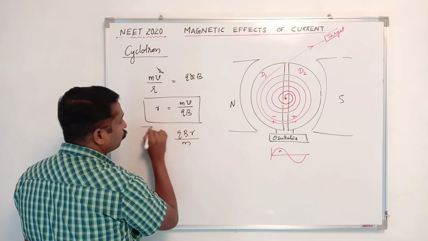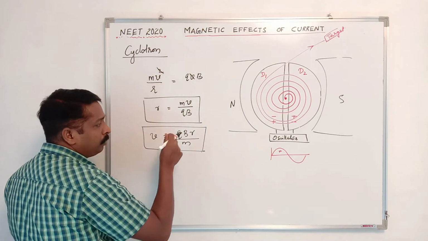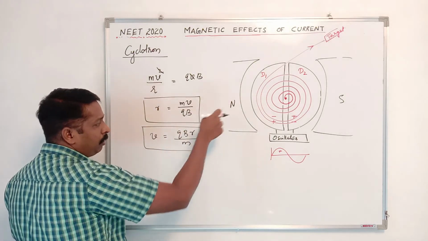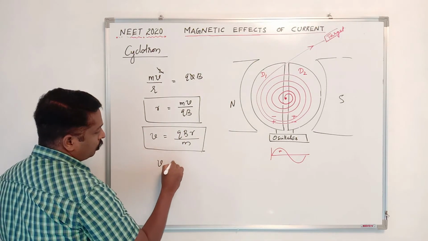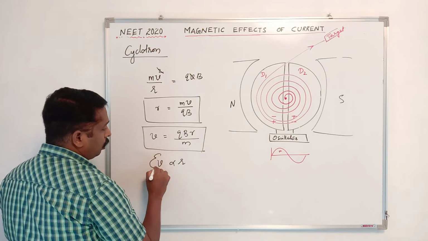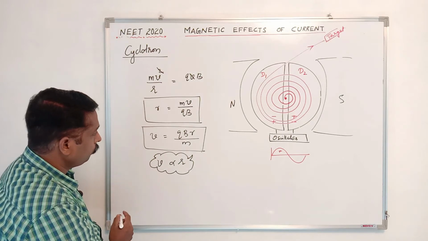This is the velocity of the particle of charge q and mass m in a magnetic field B. This applied magnetic field is represented by B. So the velocity of projection is directly proportional to r. This equation we have already studied in Lorentz force.